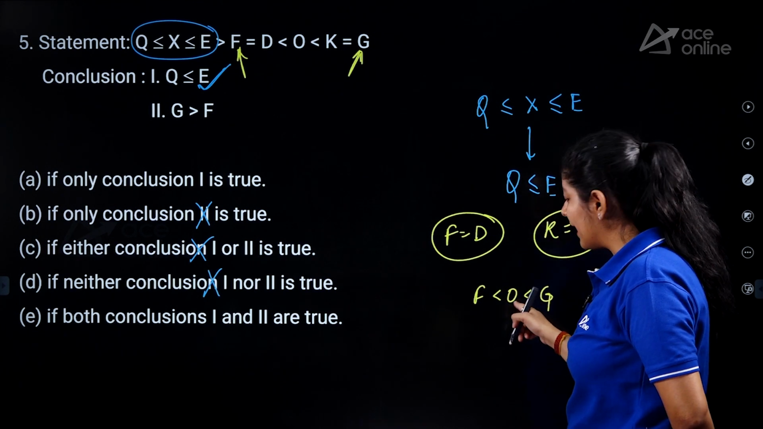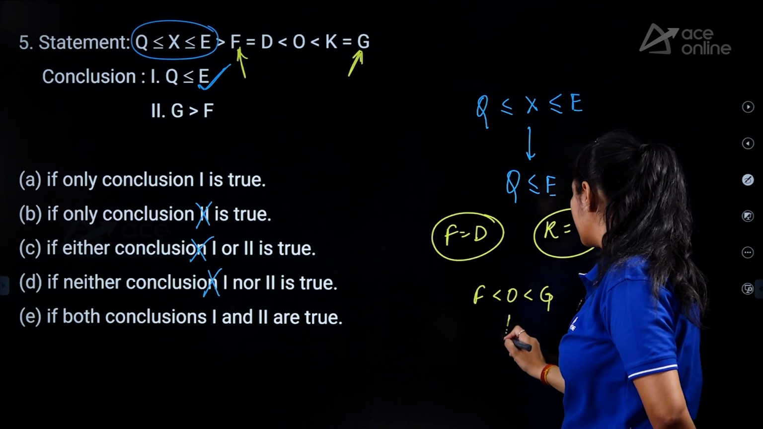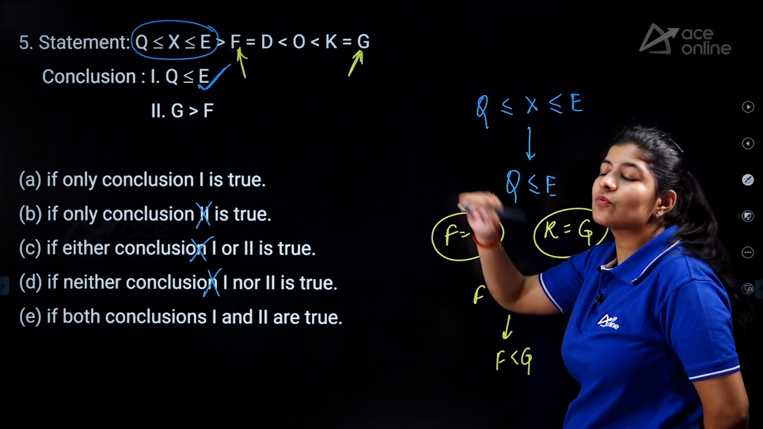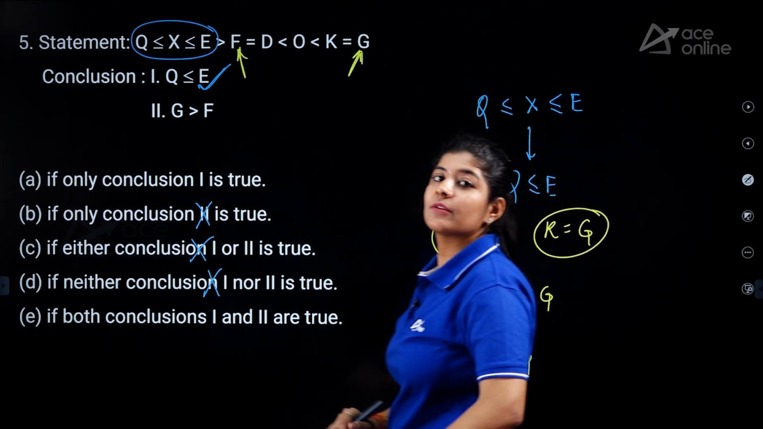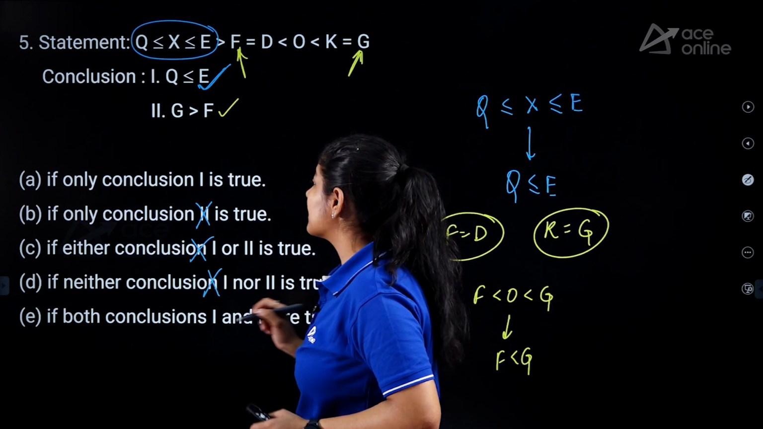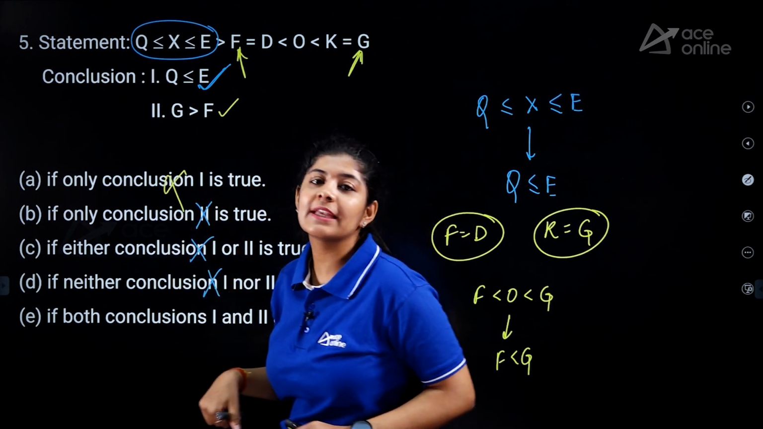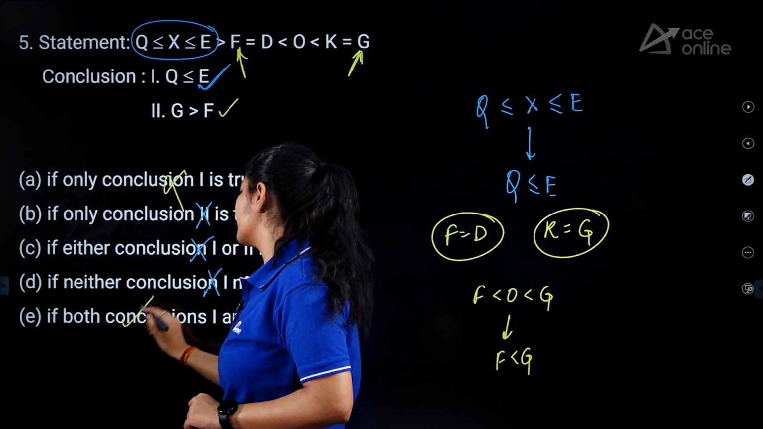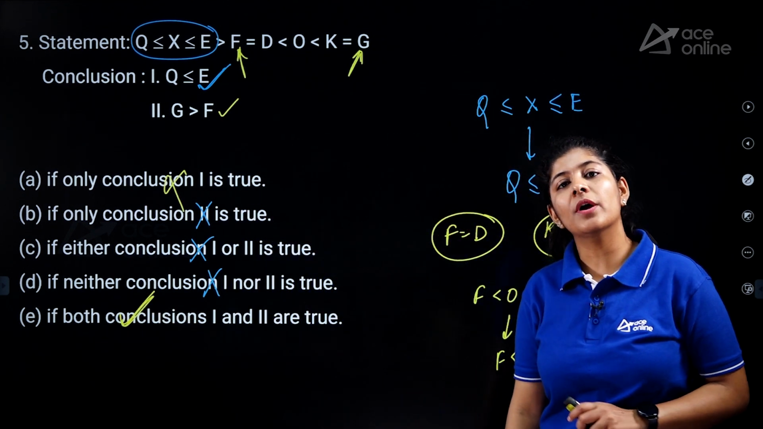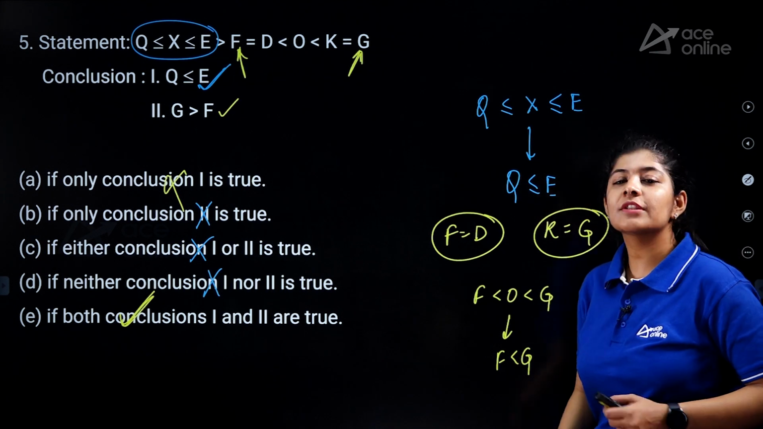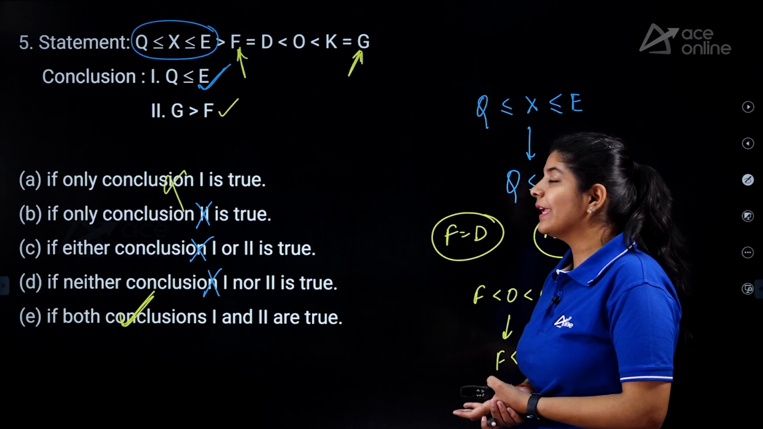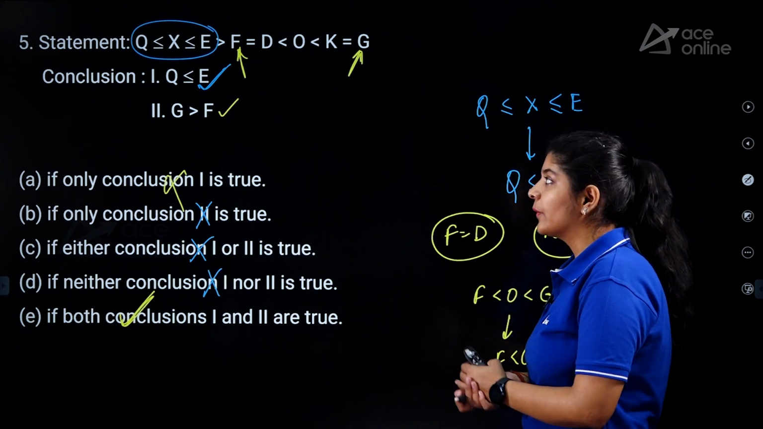If we try to eliminate O, from this one we can easily say that F is less than G. And this is what we have in our conclusion number 2. That means this conclusion is also true. If this conclusion is also true, then option A is eliminated, and the correct answer over here is option number A. So this is how we can solve the problems based on the concept of inequality as well as syllogisms.